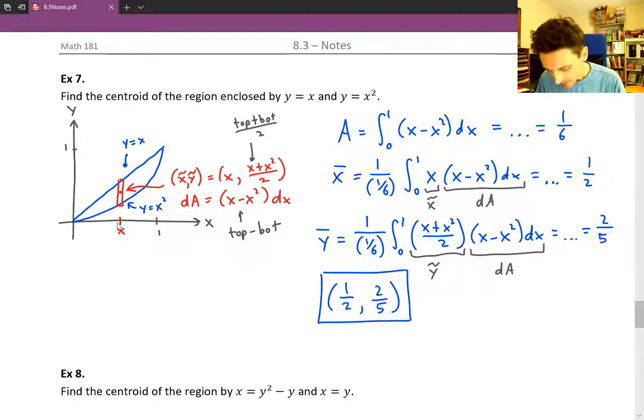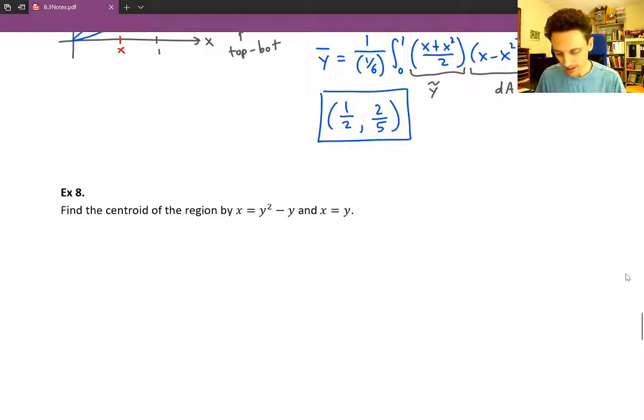So that's about like right here. So here's about 1/2, and then 2/5 is maybe right there. So it's somewhere right around there. It's actually almost where we drew that dot. Okay. So there's example 7.